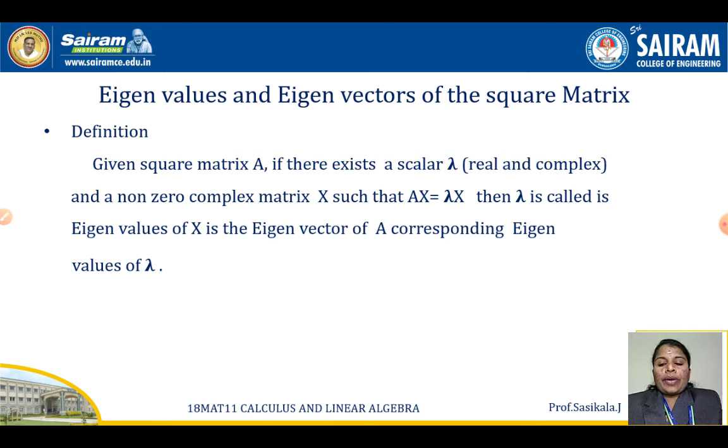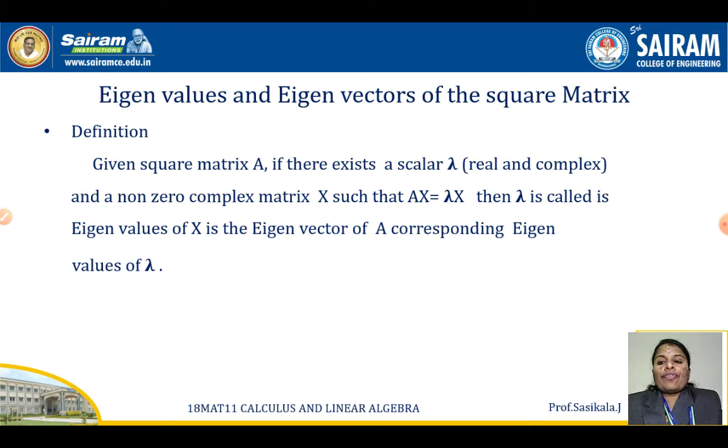So you can take a given square matrix capital A, and if there exists a scalar lambda, either real or complex, and a non-zero complex matrix capital X such that Ax is equal to lambda x, then lambda is called an eigenvalue and x an eigenvector. So the corresponding eigenvalue gives you the eigenvectors.